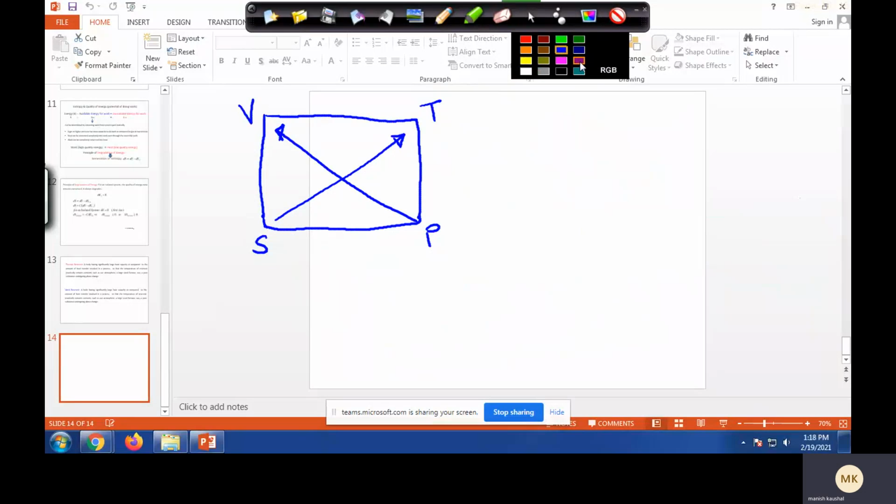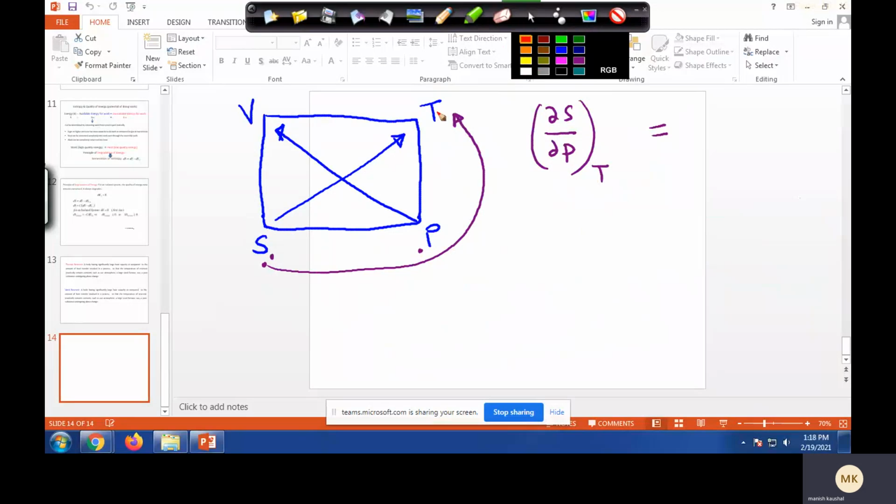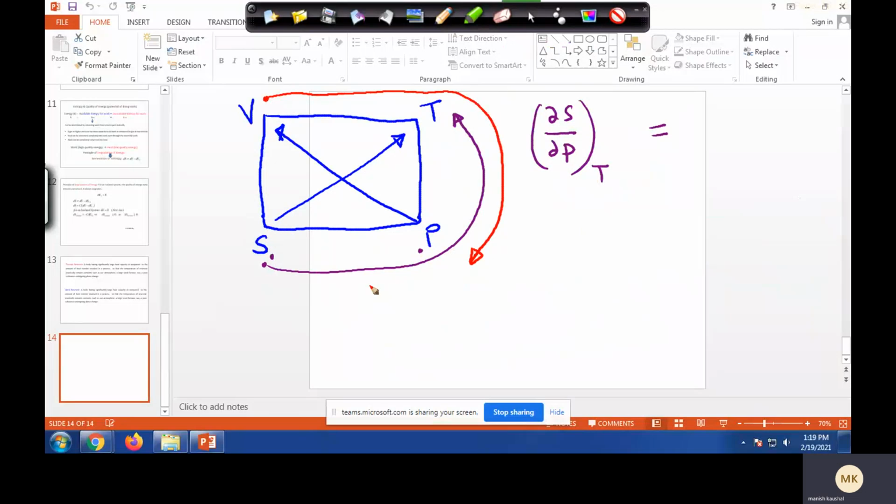Start from any point. Let's say I start from S. Since these differentials involve three variables, you will go till T. So go clockwise, S, P, T. So dou S by dou P at constant T is equal to, you have reached T, go to the next variable and then move anti-clockwise, and again you need three variables, so come till P, and now I write it starting from V. What will I write? Dou V with respect to T at constant P.